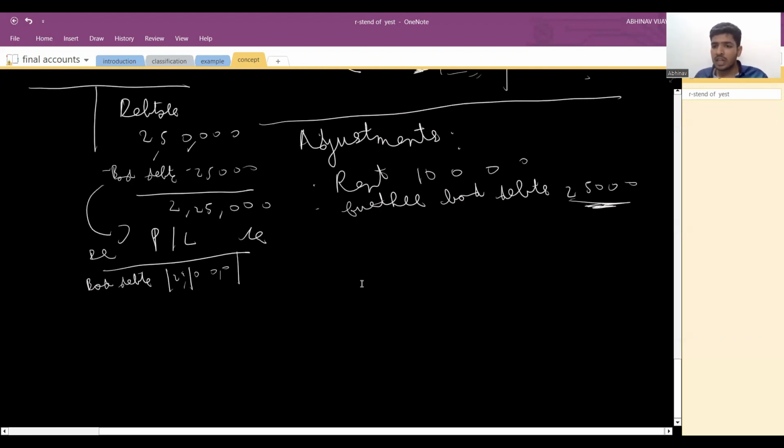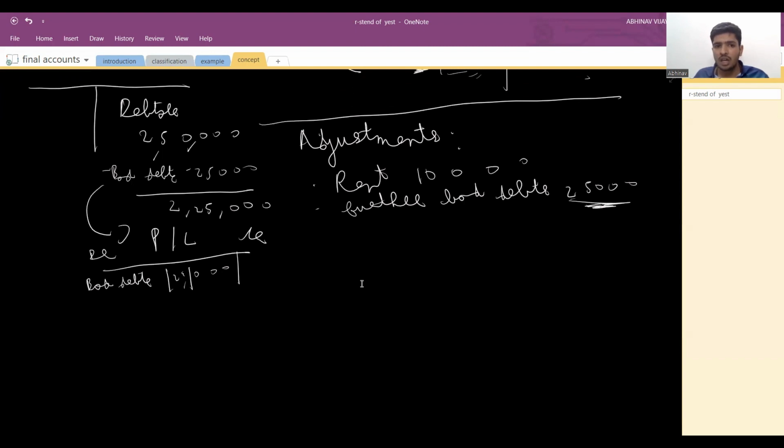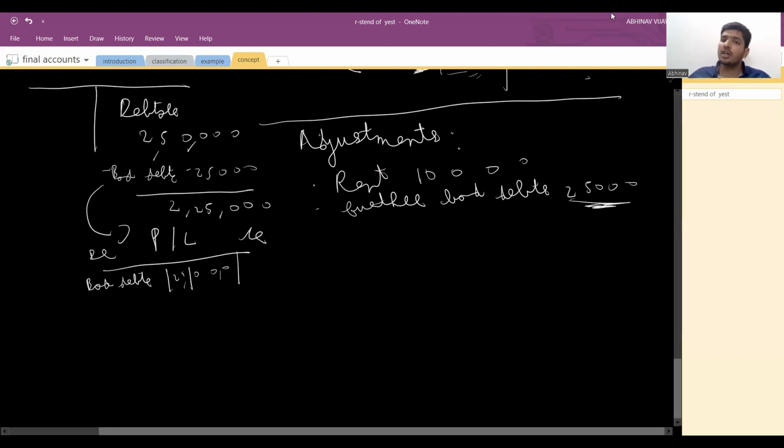Now we'll start with sums, and each and every sum and each and every concept will be covered there. For now, you just revise this, read through it. There's nothing else I have to tell you for the first chapter.